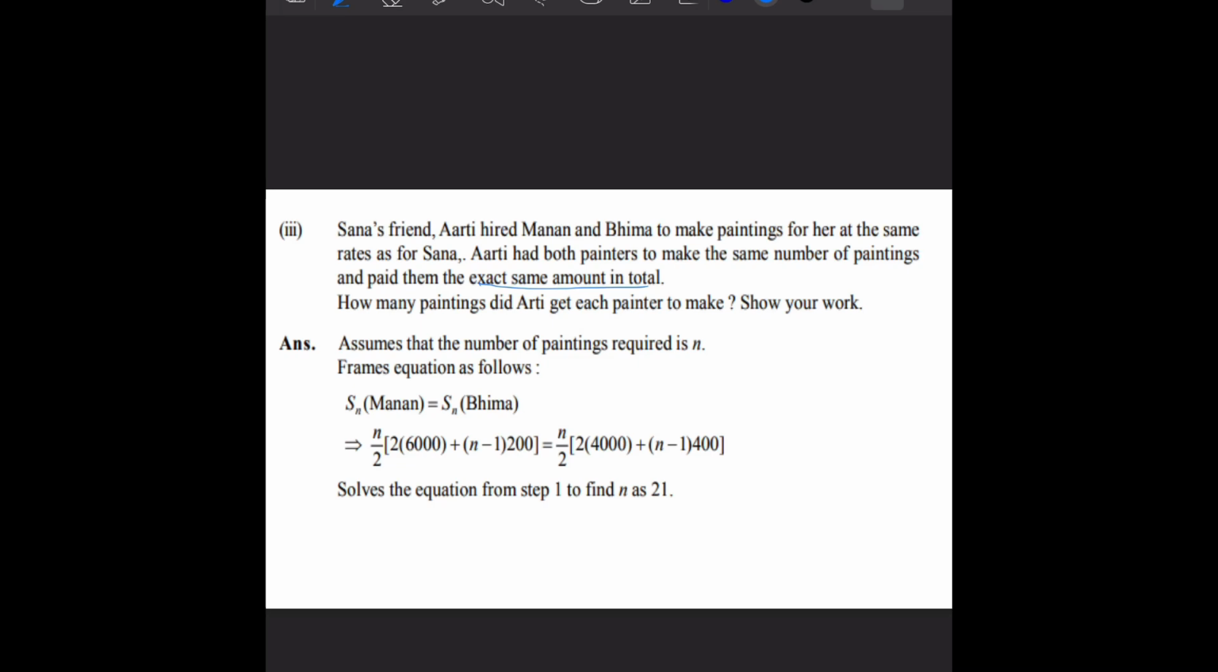दोनों को सेम नंबर ऑफ पेंटिंग्स, दोनों को एग्जैक्ट सेम अमाउंट उन्होंने पे किया. यानी जितने पैसे मनन को दिए हैं उतने ही पैसे भीमा को मिले हैं. यानी Sn of Manan will be equal to Sn of Bhima. We all know the Sn formula, Sn is n by 2 (2a plus (n minus 1) d). So put the values. We don't know the number of paintings. Put these values. After solving this, you will get a value n as 21.